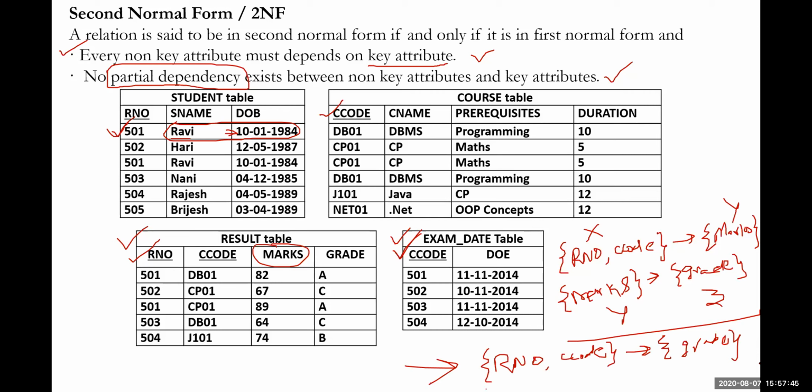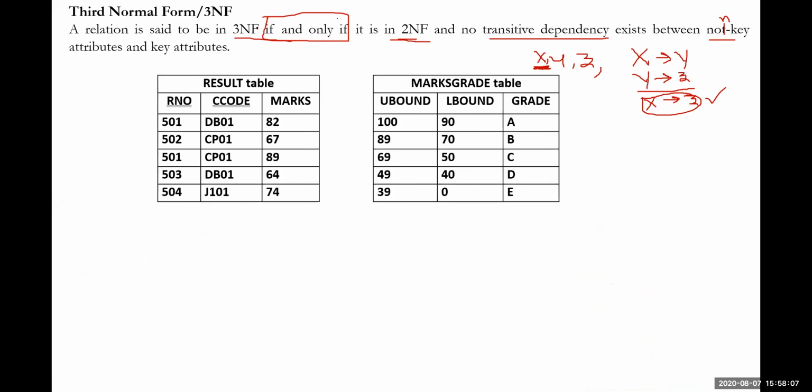You need to eliminate this transitive dependency. So you have to consider this particular table, the results table. That results table will be divided into as many pieces as needed until this transitivity is eliminated. How can this be eliminated? This is the way. You have to divide your results table into two different tables. One is results and the second one is marks, grade. Results will have register number, course code and marks.